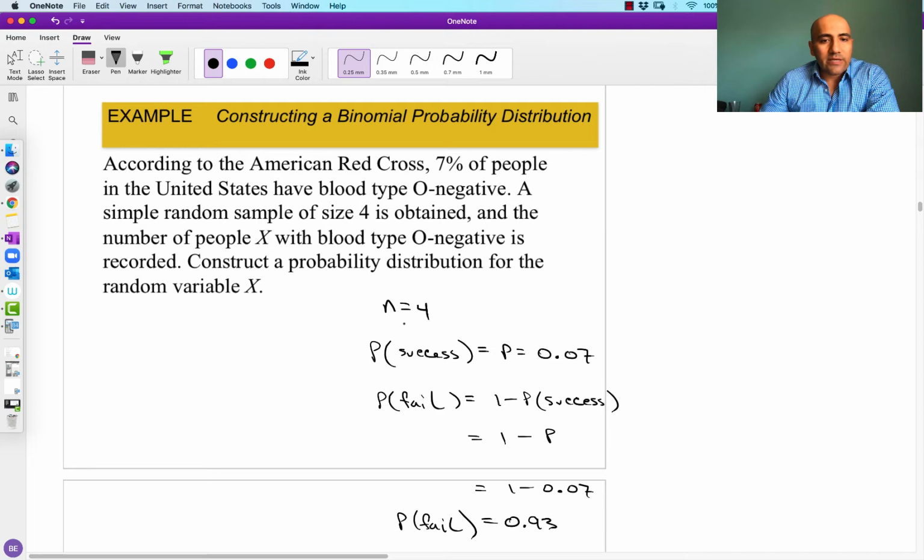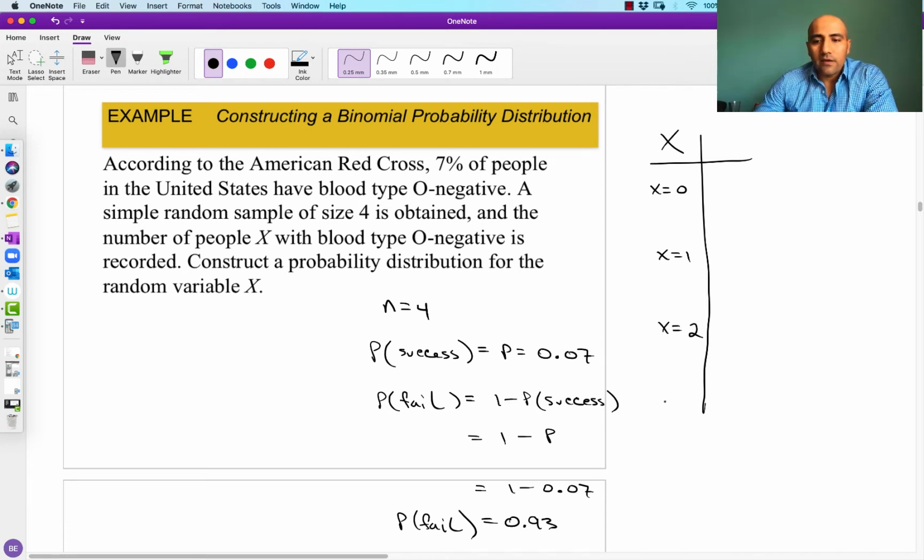Okay, so the random variable can take on one of these values, right? So we're going to have a table where our random variable x can take on the value of x equals 0. Maybe none of the 4 have O negative. Or maybe the random variable can take on the value 1, 1 out of the 4 has O negative, or the value of 2, 2 out of the 4, or the value of 3, 3 out of the 4, or finally the value of 4.